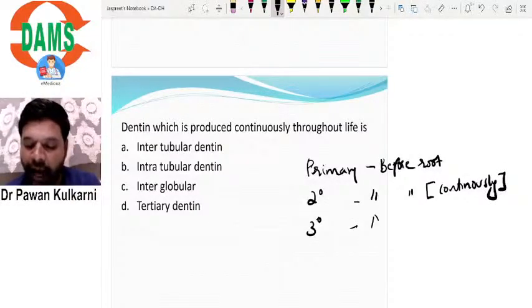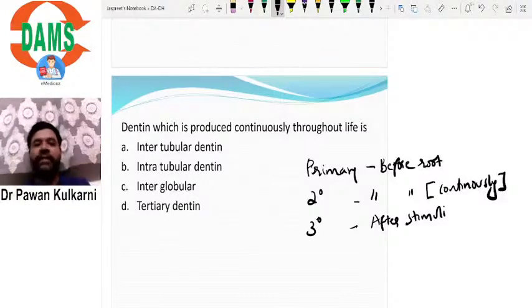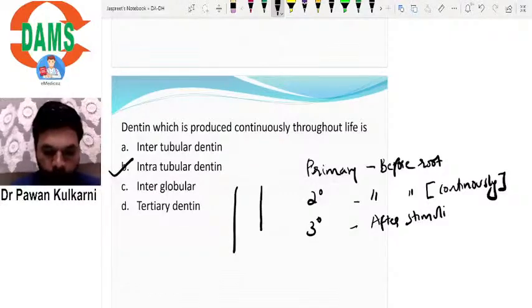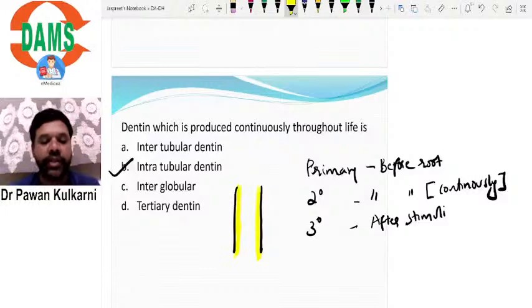Tertiary dentine always occurs after stimuli. Whenever there is any stimulus, only then will you see tertiary dentine formation. Otherwise, there will not be any tertiary dentine formation. So, secondary dentine is what is formed continuously. And remember, secondary dentine is usually intratubular. Suppose this is the dentinal tubule, it will get deposited continuously within the tubule. So intratubular dentine formation is the one which occurs continuously throughout life.